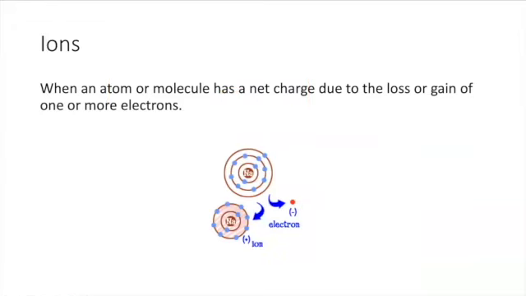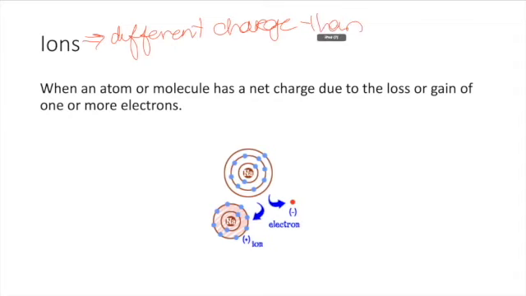So ions are when we have a different charge than 0, right? So remember when I said the charge was P minus E, protons minus electrons? So for instance here, we have sodium. It's losing an electron, and now it's become a positive ion.